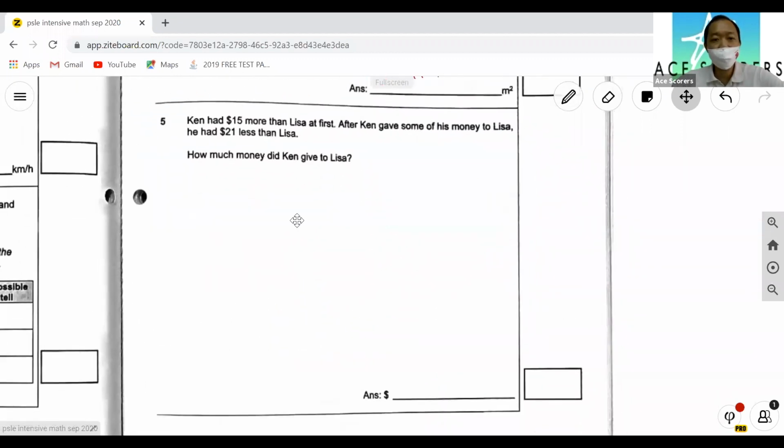Ken had 15 more than Lisa at first. After Ken gave some to Lisa, he had 21 less. Strictly speaking, there's a bit of diagram drawing, model drawing here, a heuristic question. But to me, I think it's still a bit fundamental.